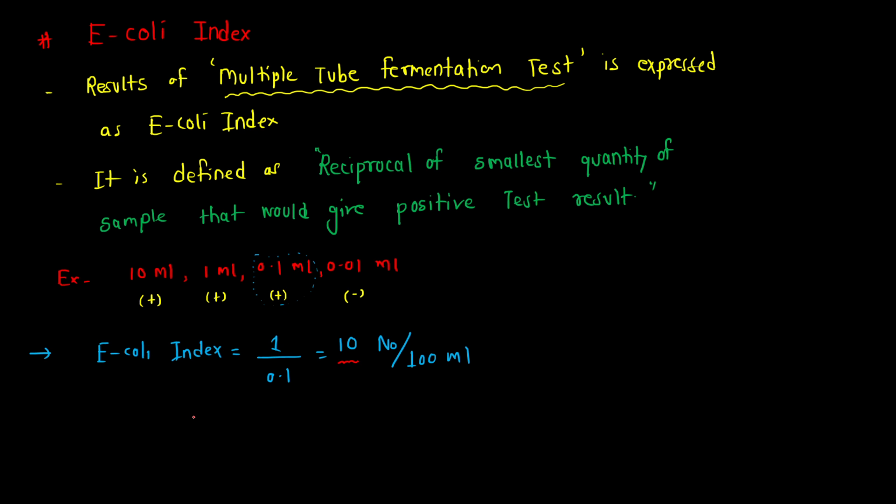Generally the smallest sample is critical, that's why we are taking the smallest sample as a reference for E. coli index. And this method is outdated nowadays. This method is not practiced. Okay, so this method is obsolete now.